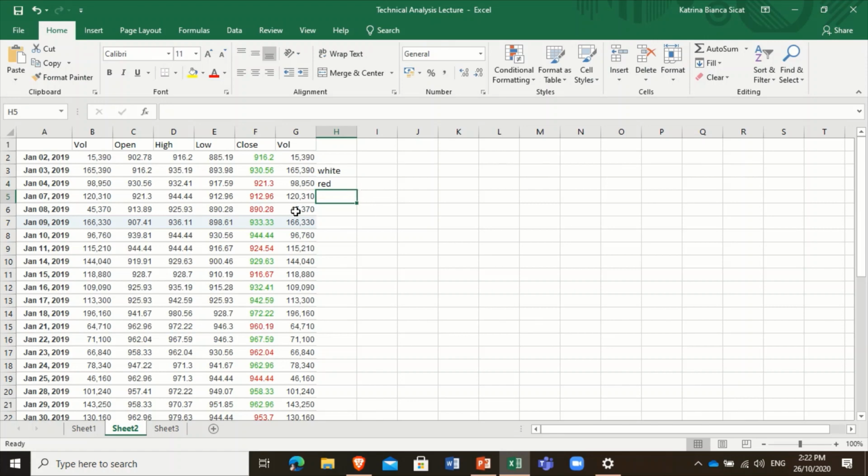Next. Same goes with this one, 912, 921. This is lower than the previous closing price, and this is also lower than the opening price. So this is filled red. Now, how about this one? So again, it's the same. Filled red candlestick.